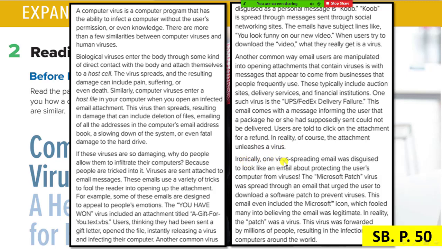Ironically, one virus-spreading email was disguised to look like an email about protecting the user's computer from viruses. The Microsoft patch virus was spread through an email that urged the user to download a software patch to prevent viruses. This email even included the Microsoft trademark icon, which fooled many into believing the email was legitimate. In reality, the patch was a virus. This virus was forwarded by millions of people, resulting in the infection of computers around the world.